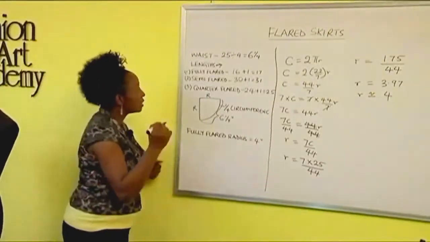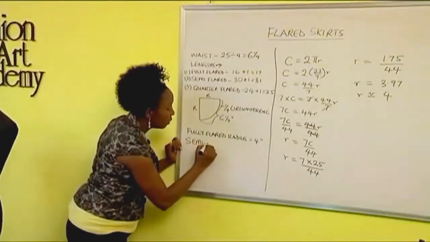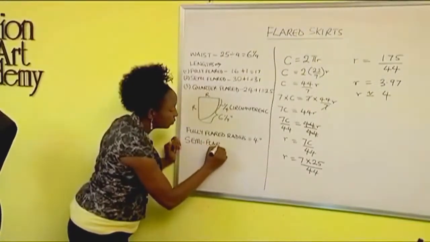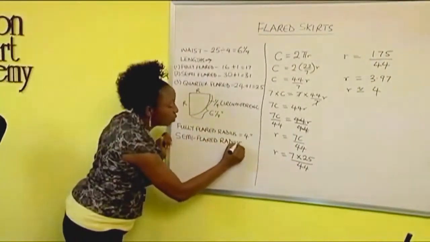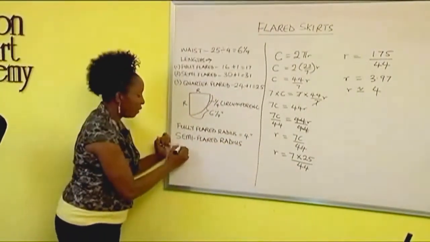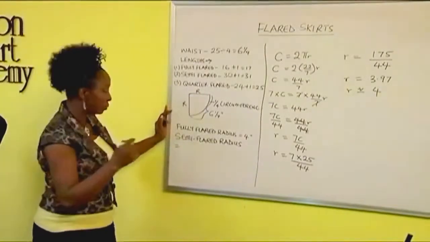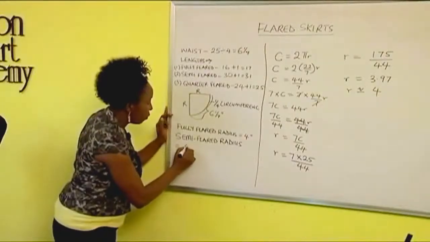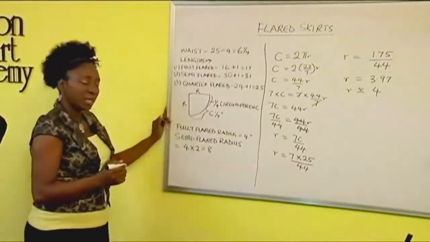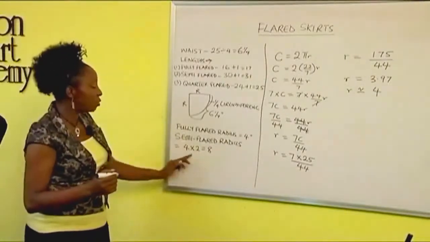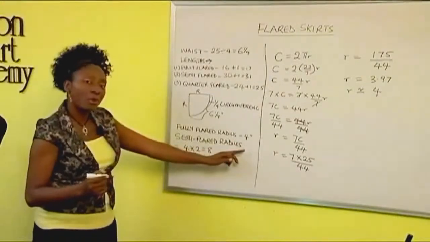So, for our semi-flared radius, what I would do is take this 4 inches I have here, and all I do is multiply it by 2. That's 4 times 2 will give me 8. That's what I'm going to use. I'm going to use 8 inches for my semi-flared radius. I'm not going to use 4 inches.